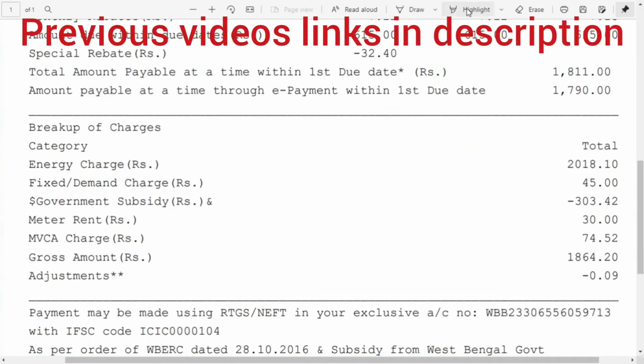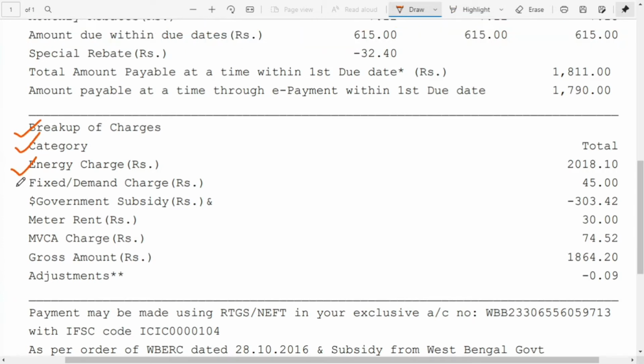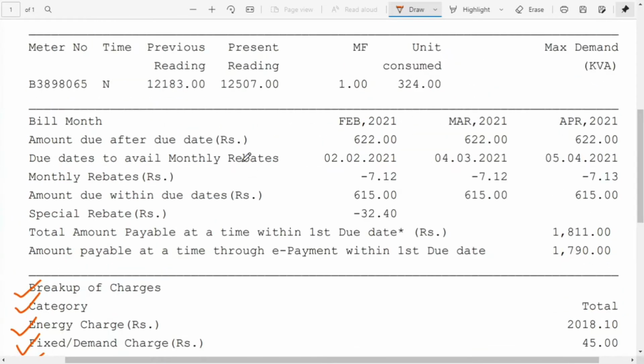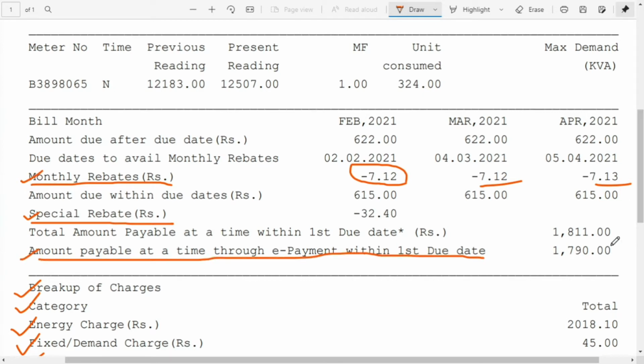In the previous video, I showed the calculation of the energy charge, the fixed charge, government subsidy, the meter rent, MBCA charge and the gross amount. And it was 1864 rupees 20 paisa. In this video, I will show you the calculation of the monthly rebate, that is 7 rupees 12 paisa per month, the special rebates, and the calculation of the amount payable at a time through e-payment.